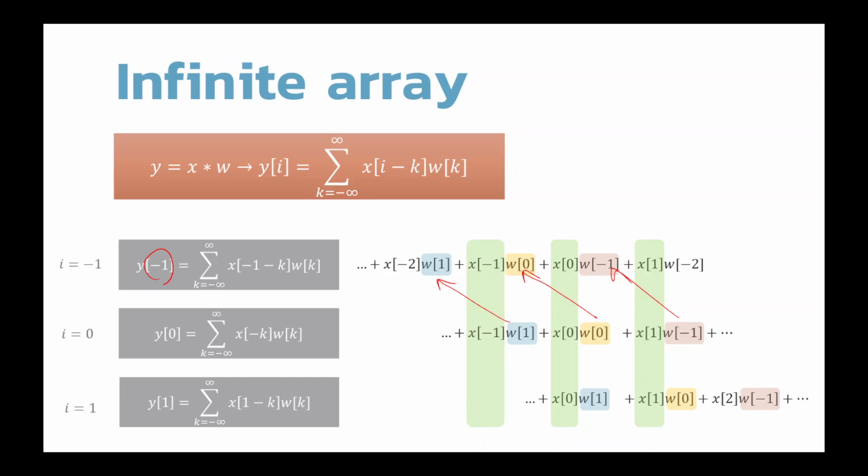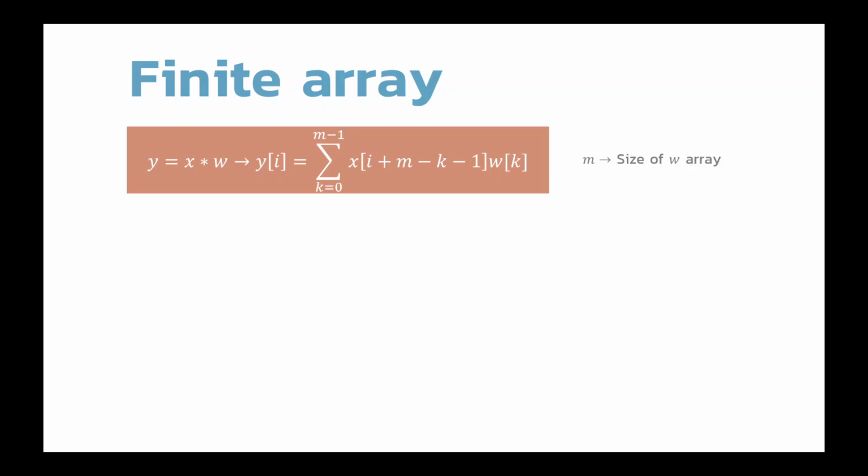In our problem, we don't have an infinite array, we have a finite array. When you have a finite array, things get a little more complicated because my summation is no longer an infinite sum. Let's say that x is something large and w is a smaller vector, which we'll later call the kernel. So w is something small, with a smaller size of m, where m is the size of the w array. When we do the summation, we only sum up to m minus 1, because that's the size of the w array, or the kernel.